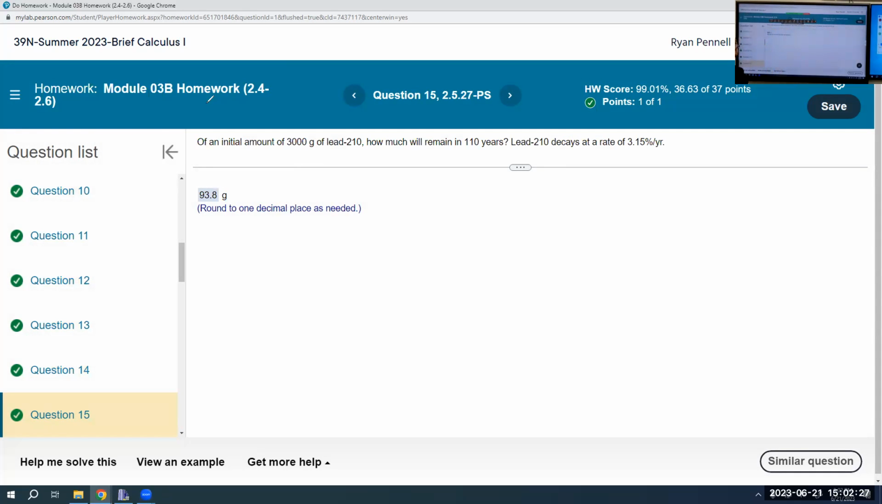The initial amount of lead-210 is 3,000 grams. How much will remain in 110 years? Lead-210 decays at a rate of 3.15% per year. Okay. We have an initial amount. How much will remain after this time? We have a rate. So that sounds like K equals 3.15%. So R, since it says decay, is negative 0.0315.